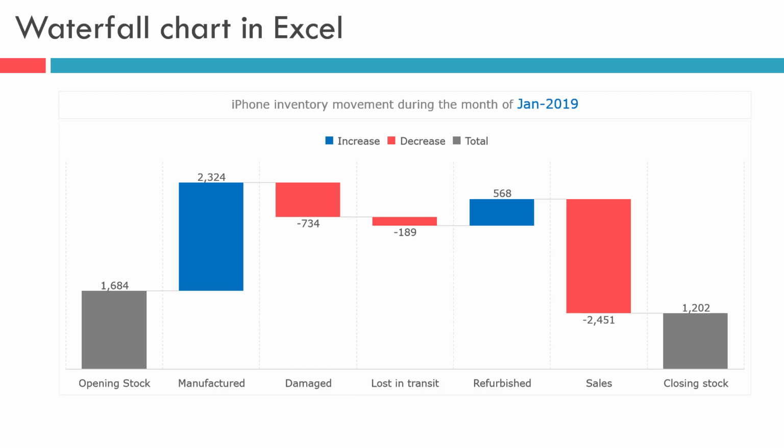In a similar way, activities which were adding to the stock are highlighted in blue color, and activities which were leading to a decrease in stock are highlighted in red color. Finally, the stock at the period end is displayed in gray color.